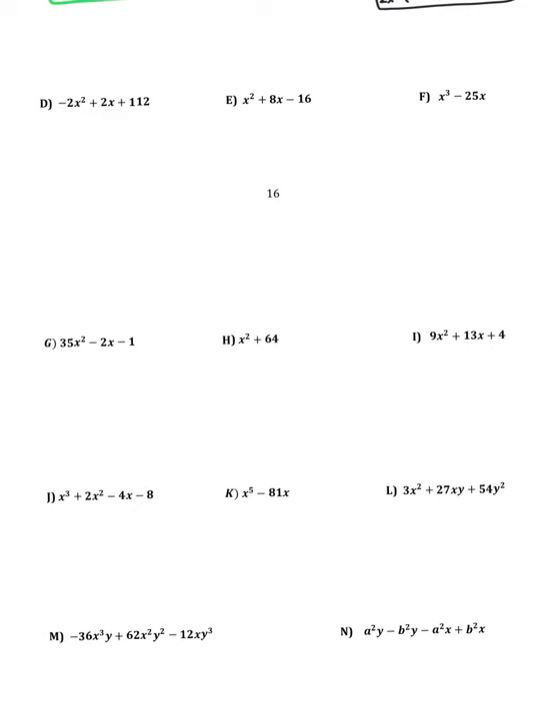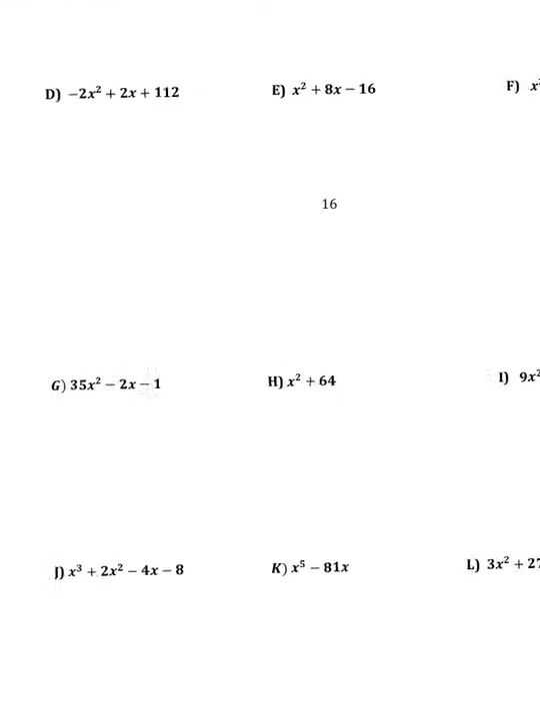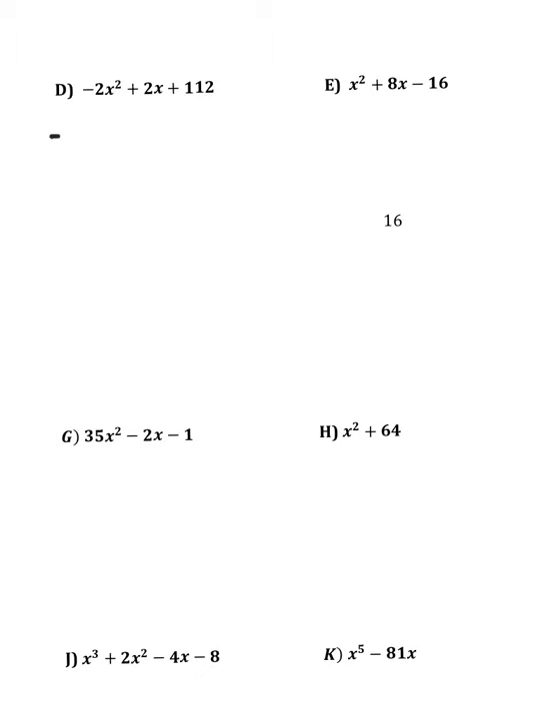Okay, next problems. Letter D, it's a trinomial. It looks like it's in descending order. So I will take the GCF out. I want to remember to take out the negative sign. And it looks like they're all even, so we'll pull that 2 out. Remember, every time you take out a negative sign, your signs are going to change in the parentheses. So we are left with x squared, change your sign, minus x, change your sign, minus 56.